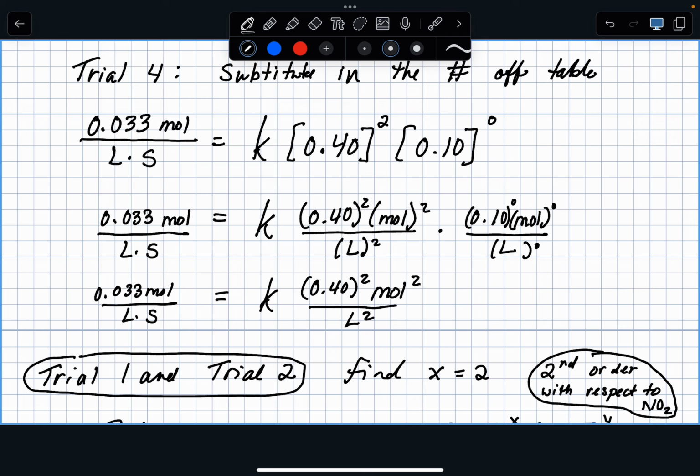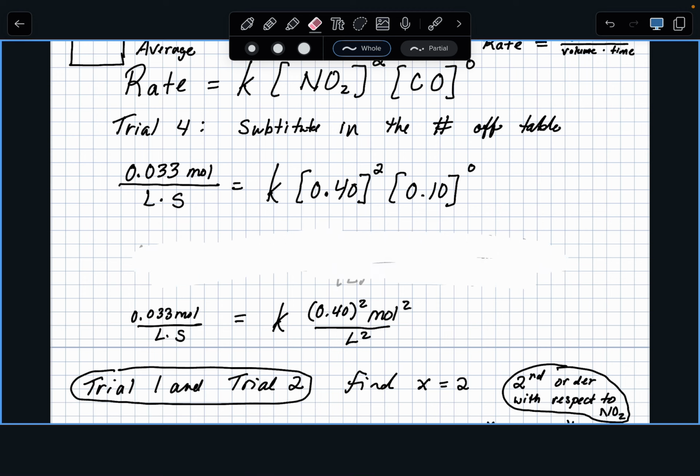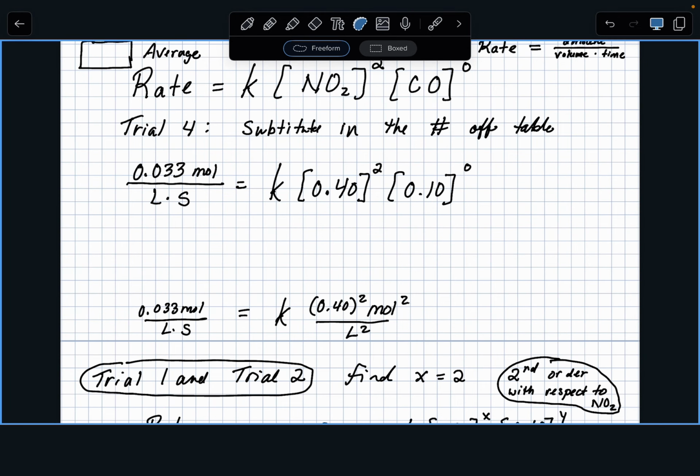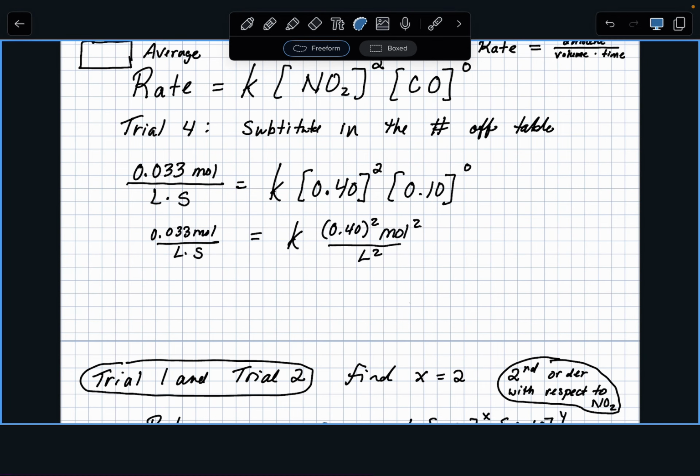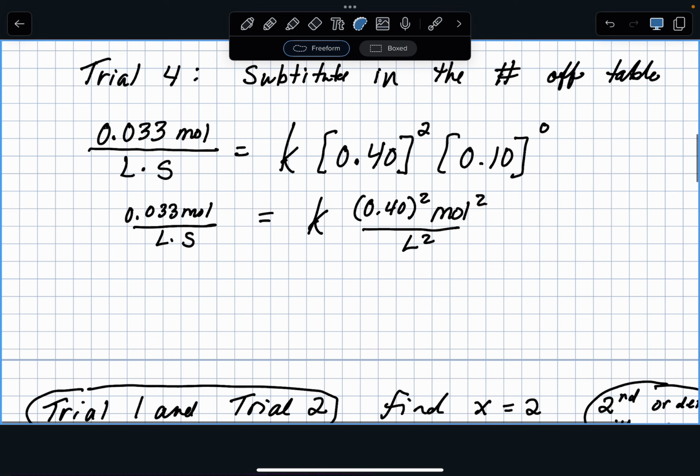And then I'm just going to stay on this same page, so I'm going to end up deleting the above part here, and then I'm just going to slide this up. It's right there. And then what I'm going to do is move the units around and the numbers. I'm actually going to solve numerically last. So I'm going to have 0.033 moles, and then liters, and then second.